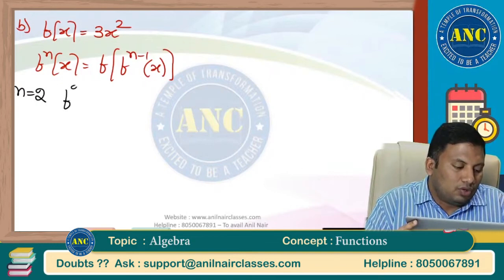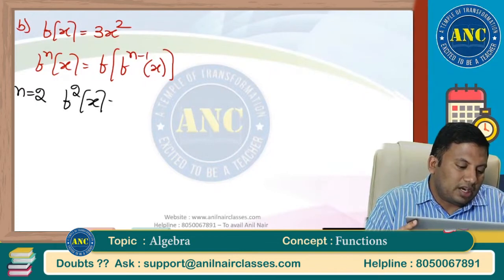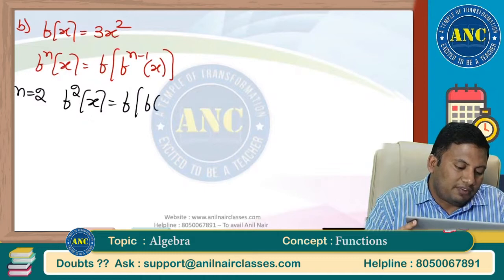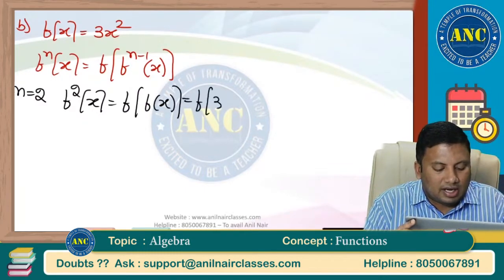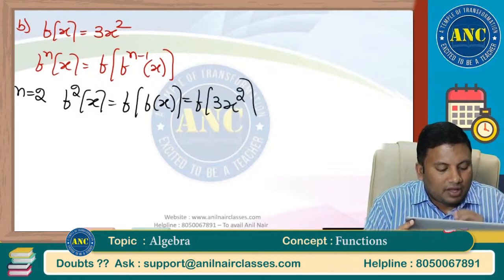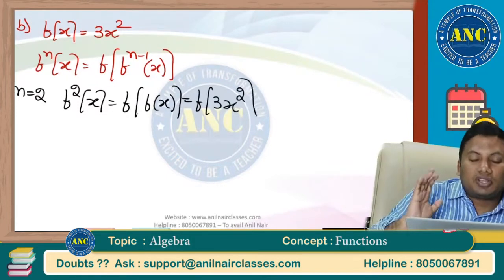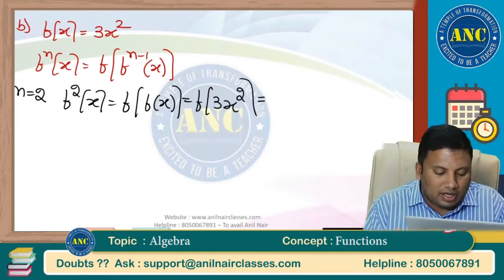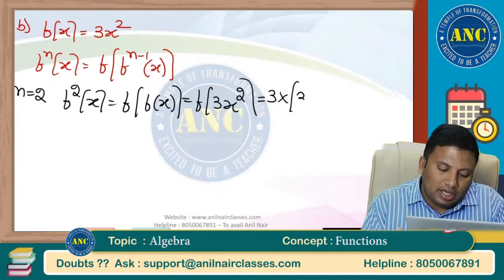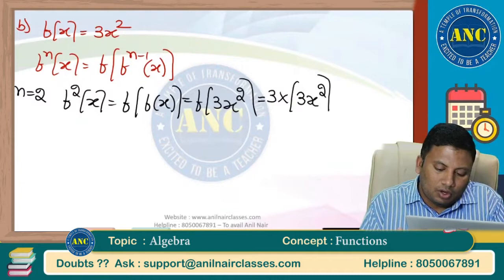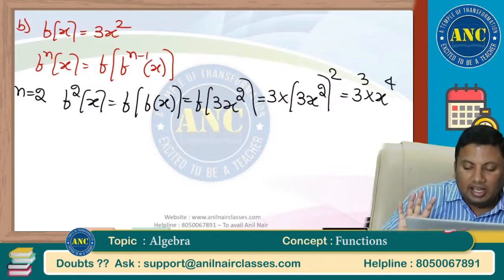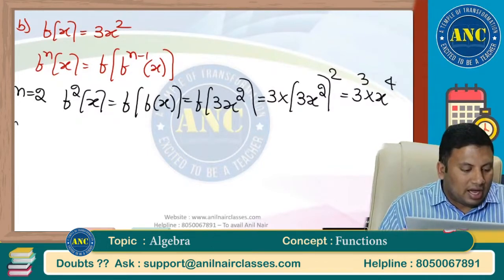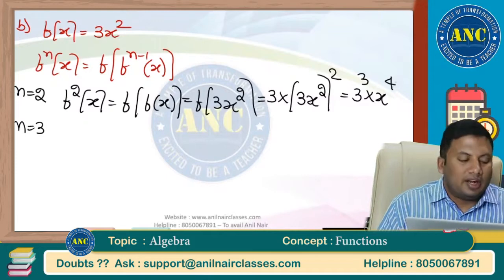N value 2. This is nothing but f square of x equivalent to f of f of x. F of x, what is the answer? 3x square. Wherever x is there, how much do I need to substitute? 3x square. 3 into 3x square whole square, that is 3 square plus... 3 power 3 into x power 4. I hope the idea is clear. I will keep it there and substitute the next value, n value 3.